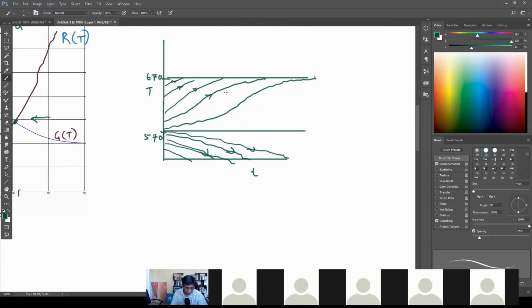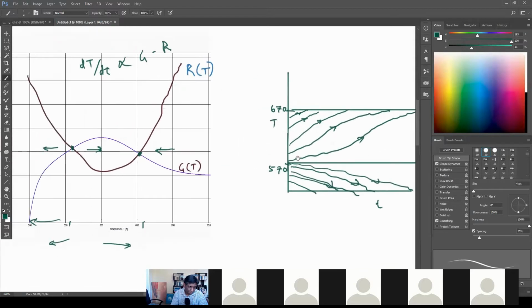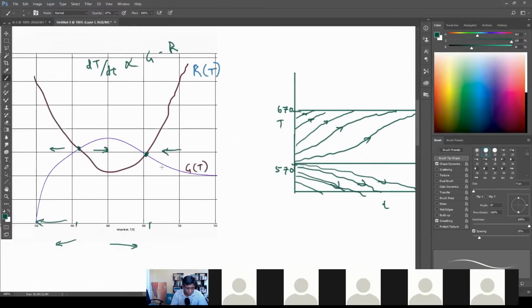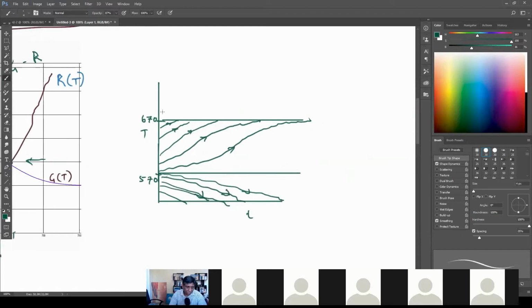And of course, you never quite reach that line, because the closer you get here, the smaller the difference, and so your driving force for temperature change reduces. So it's that kind of equilibrium diode that you see. Okay, so that's there. And then, as we said, the moment you go above that 670, you will be falling back into 670. So if you start higher than 670, you'll be going here and so on.